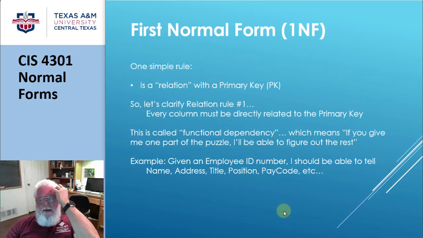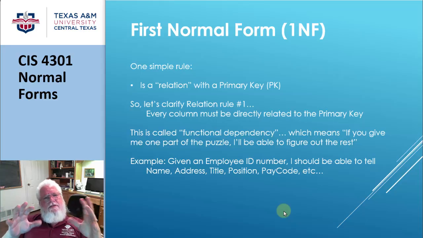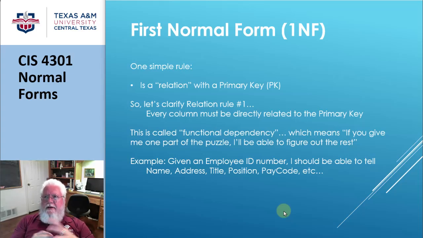Now there's a term they use to describe this. It's called a functional dependency. And a functional dependency is a kind of a strange thing. Basically what it says is, if you give me one piece, I'll be able to tell you something else. So to test whether something has a functional dependency, just say it out loud. Given a student ID, like a primary key, I should be able to tell the first name and the last name and the major. That sounds right, doesn't it?